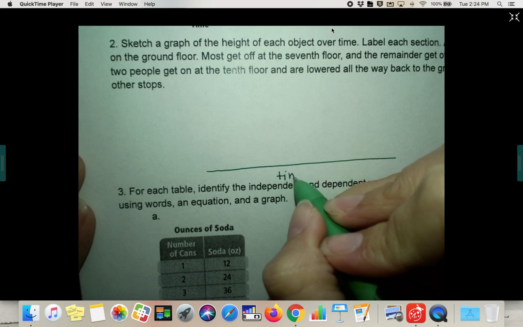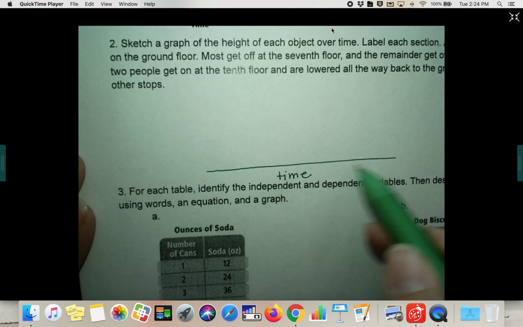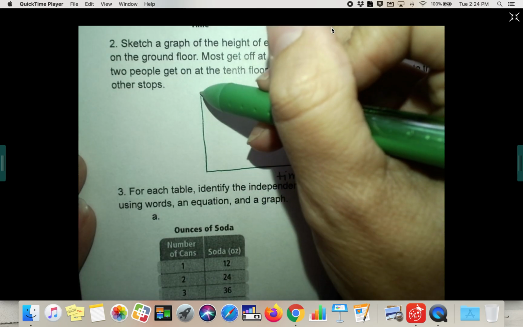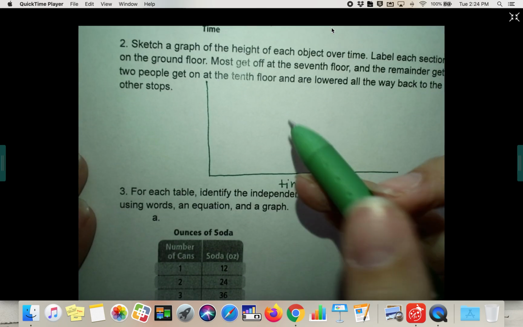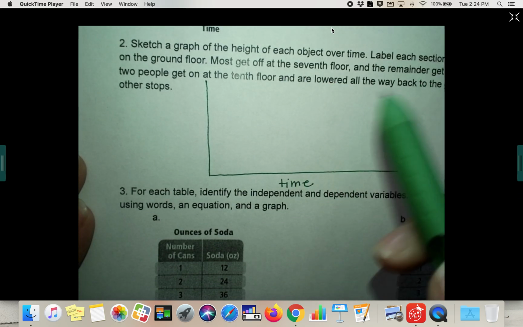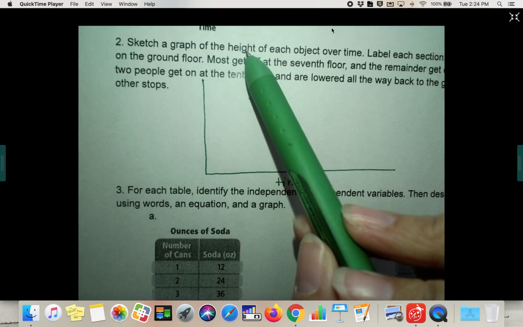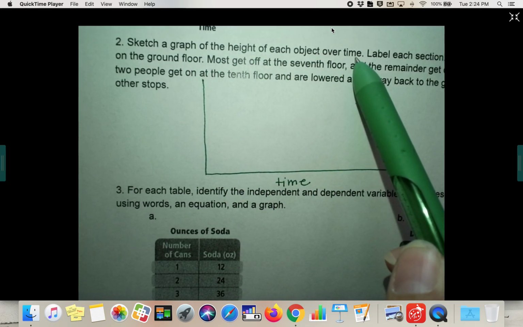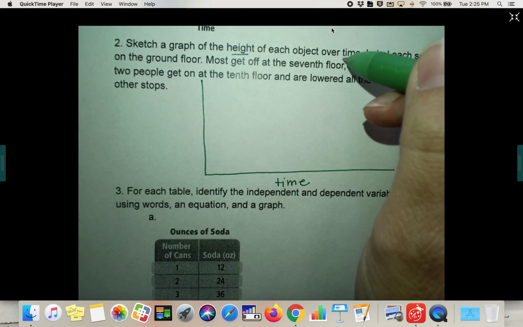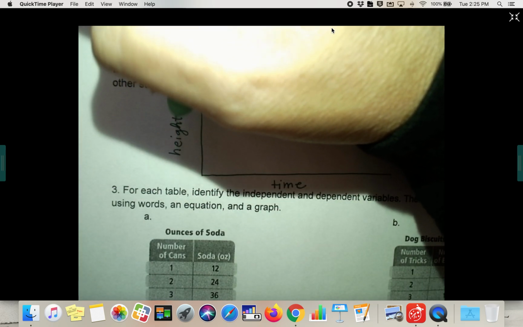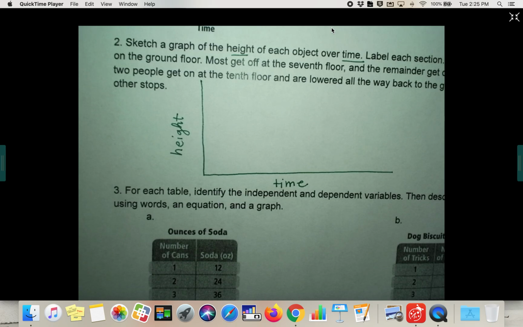So time is going to be across the bottom. This is the elevator over a period of time. And here are all of the floors. So this is the height, right? It wants to know, sketch a graph of height over time. So height over time. So we're talking about the height of where the elevator is at over time.